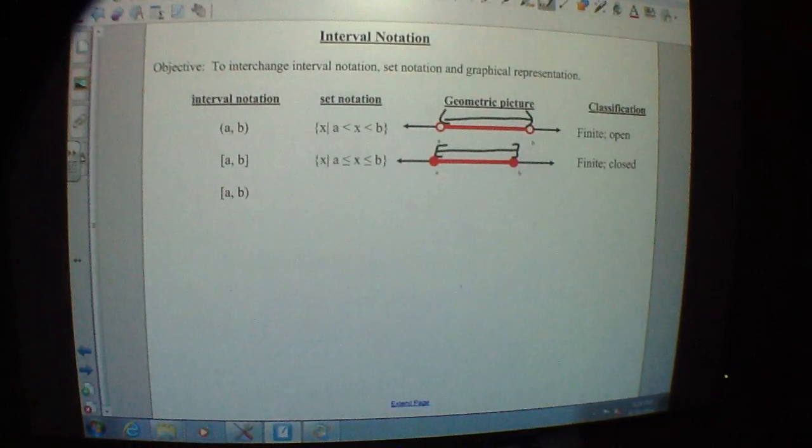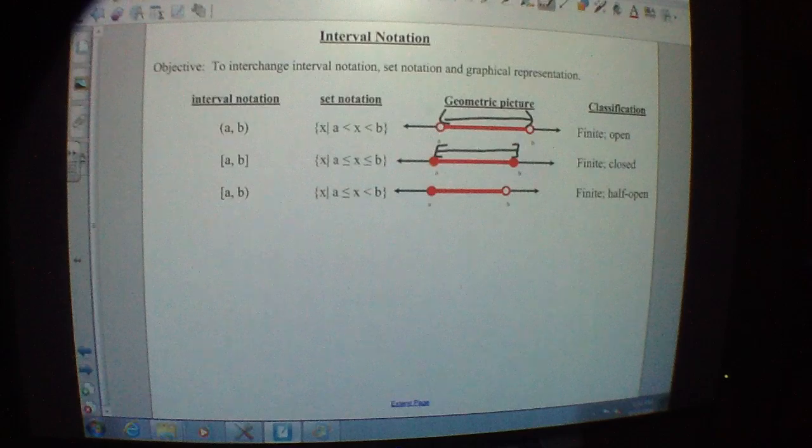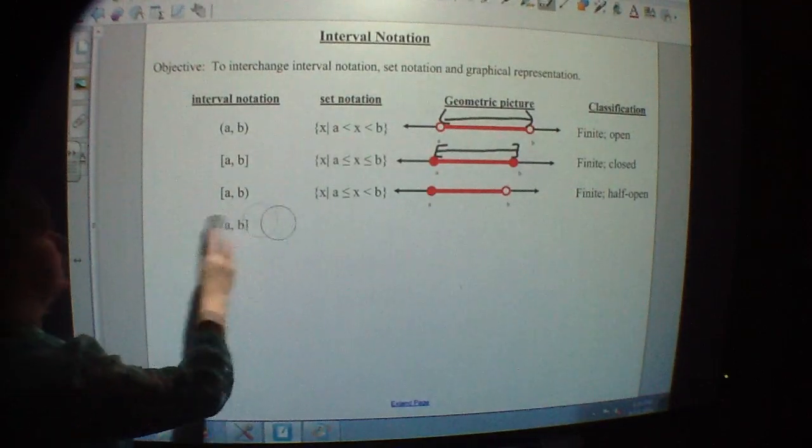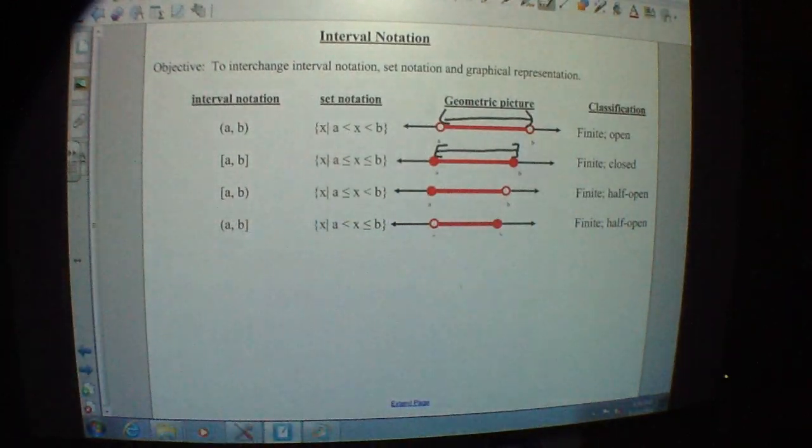Here's the interval from A to B. It includes A, does not include B. And anytime you need to pause it to write them down, pause it, because I'm going to go through these very quickly. Here's including B. These are also, all these are finite. These two are half open.